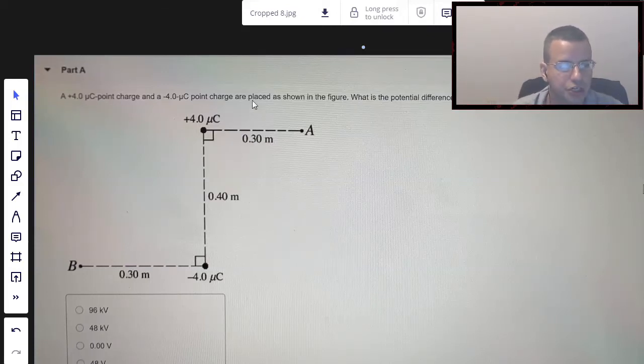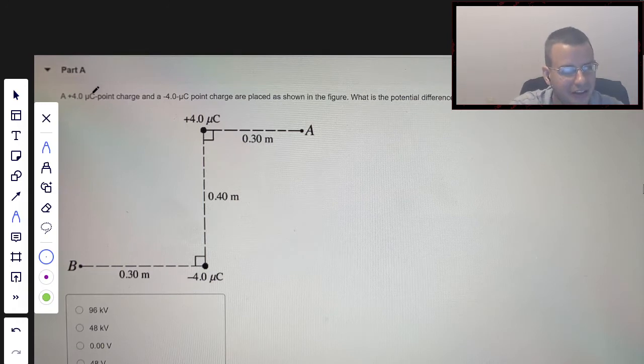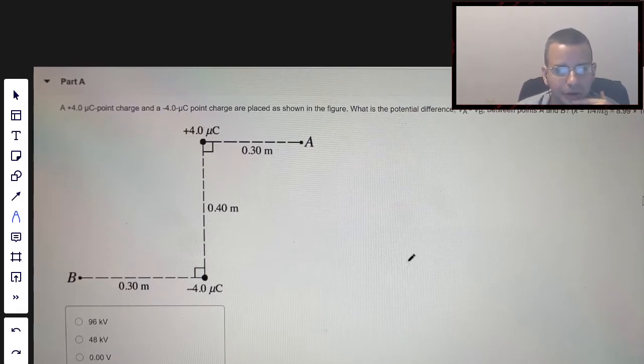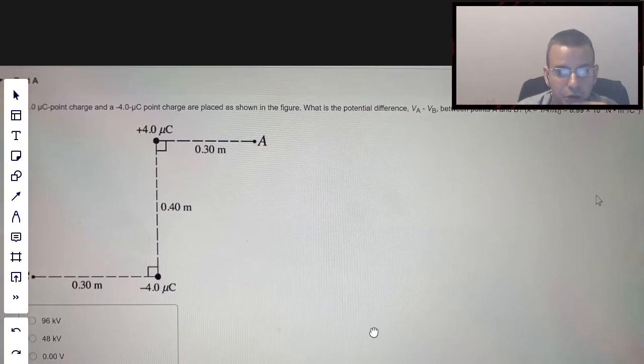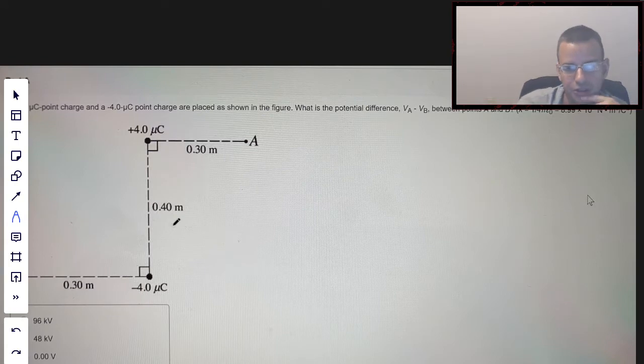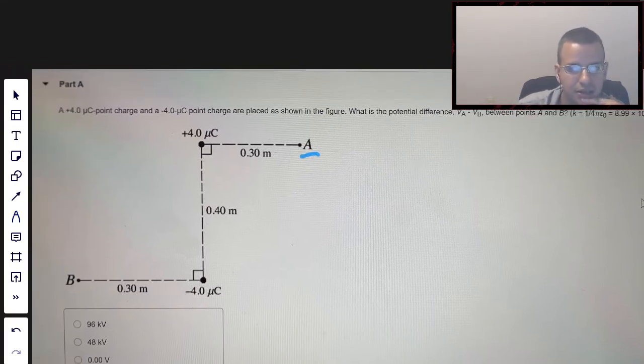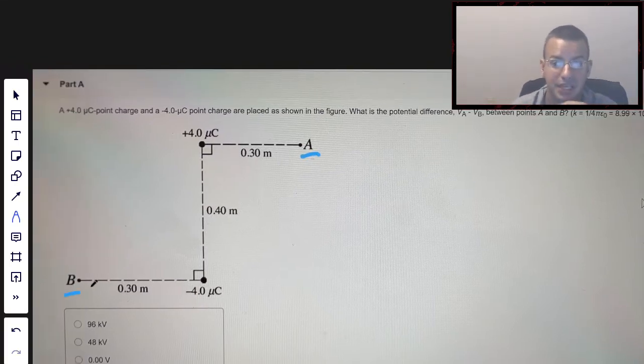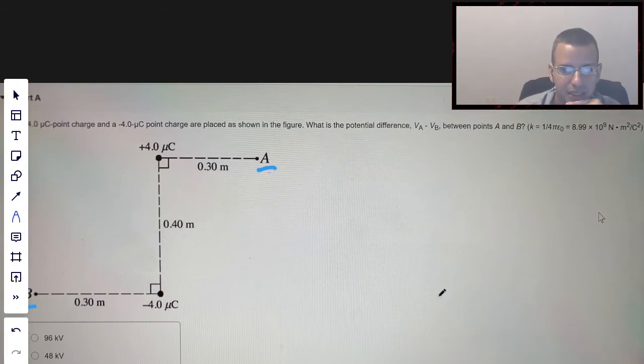A 4 microcoulomb point charge and a negative 4 microcoulomb charge are placed as shown in the figure. It's kind of weird how they have the little dash there, and then they put the dash there as a double negative. Ambiguous. That's okay, not important. What is the potential difference, voltage A minus voltage B, between points A and B?